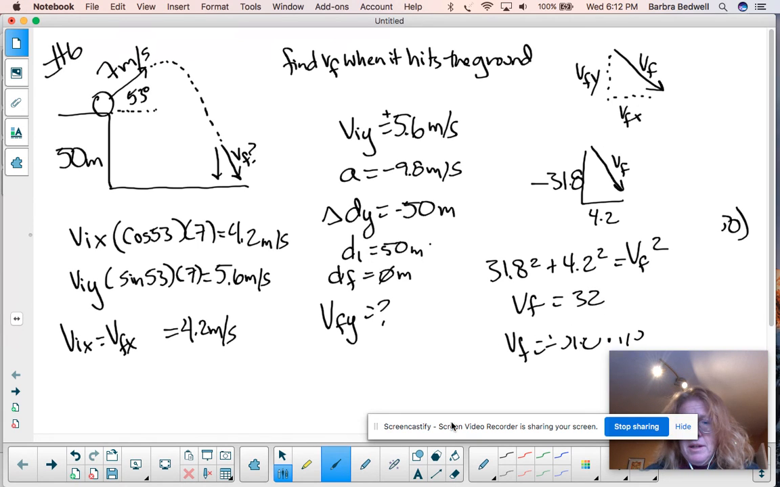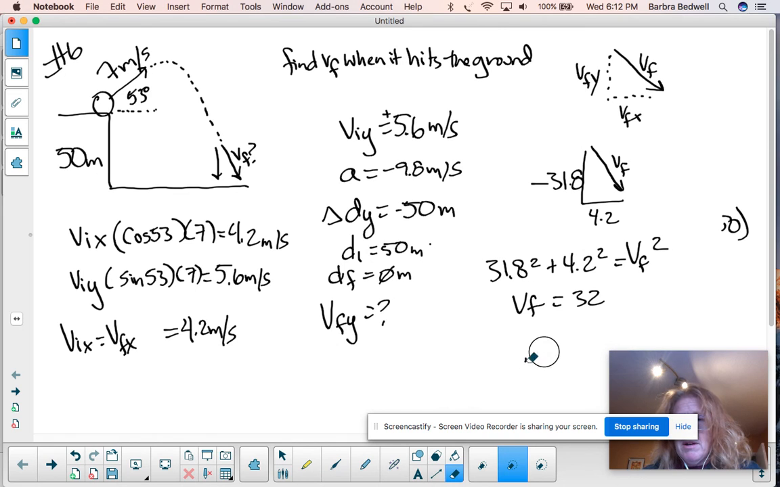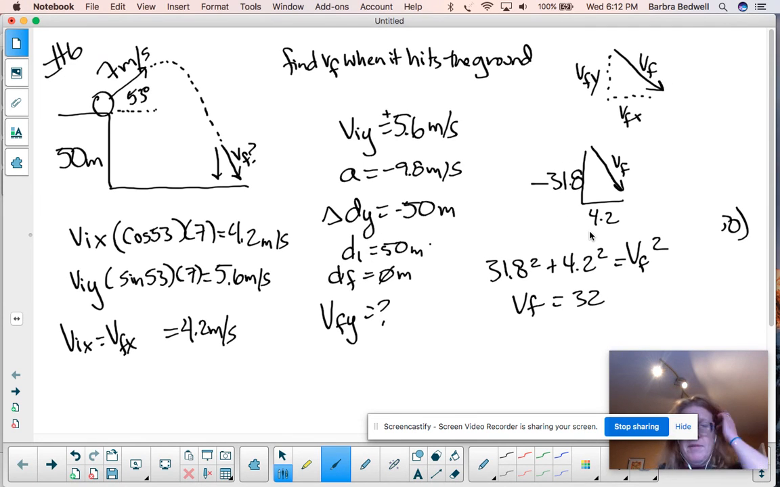And this makes sense as well, since most of our speed here is indeed vertical component. Very little of it's horizontal. It's not going very horizontal off the cliff. It's mostly going vertically down the cliff after it's falling this huge distance. So VF is about 32 meters per second. Sorry, and it should be negative, but it's at an angle.